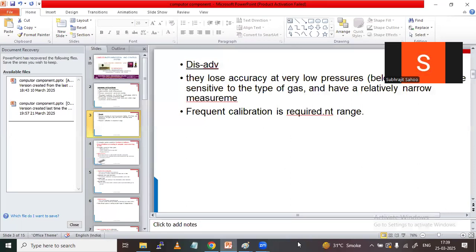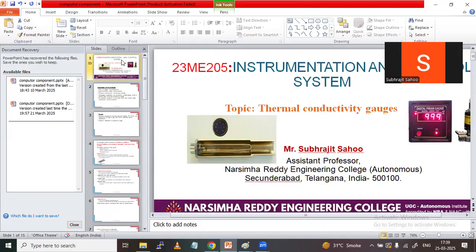Today, in this video, we are going to discuss one more new pressure measuring technique, pressure measuring instruments. What is that pressure measuring instrument or technique here? Very interesting. That is thermal conductivity gauges, right?